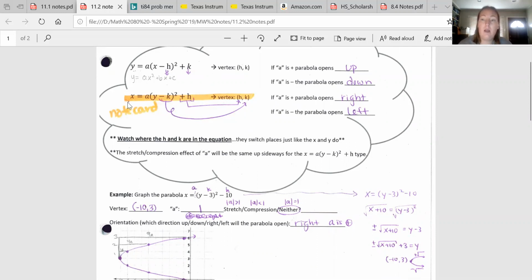But what you can do is recognize that, oh, this is a format that has the y being squared and the x is not. That is a parabola, but it's the kind that's opening up sideways.